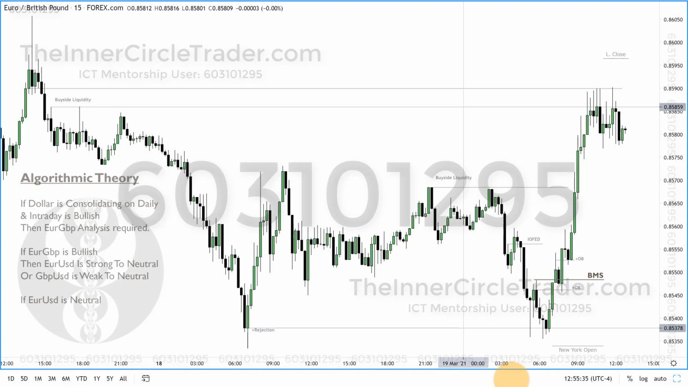Now, furthermore, if euro dollar is neutral, then pound dollar is weak. So we have gone through algorithmic theory to ferret out which pair has the largest magnitude price move, and which one is unlikely to have a big move, and that's euro dollar, and that makes the pound dollar the better day trade as a short.